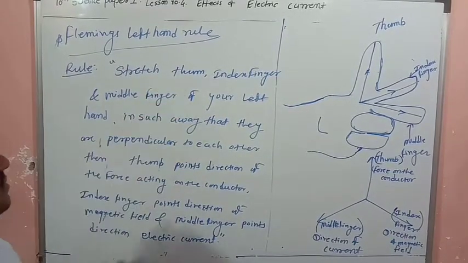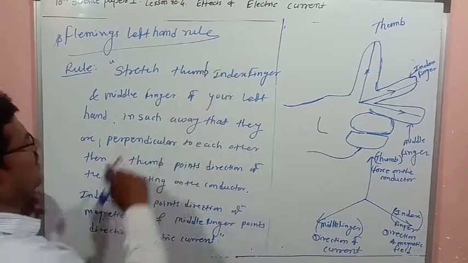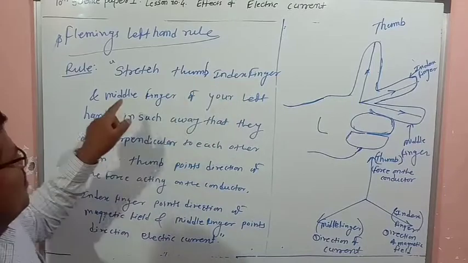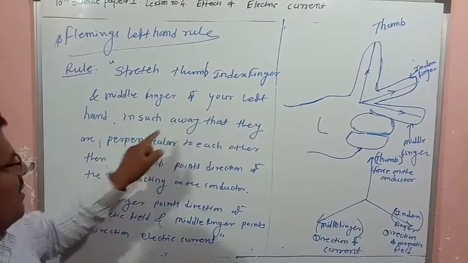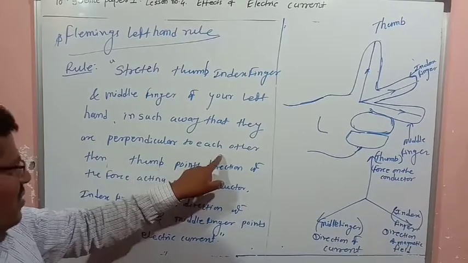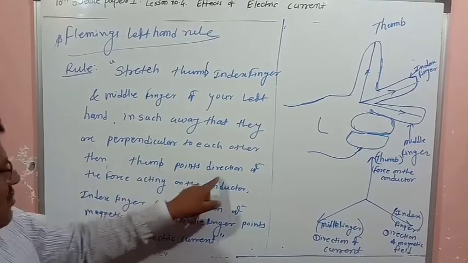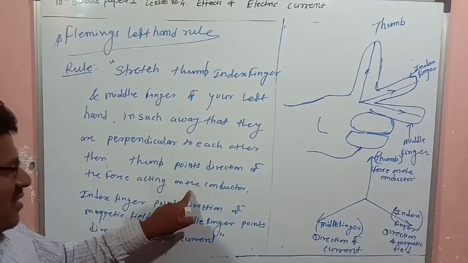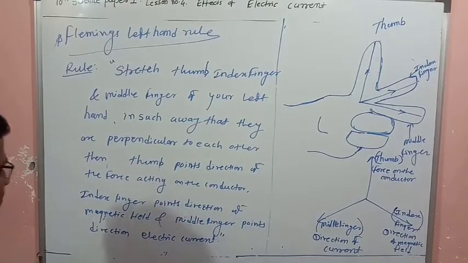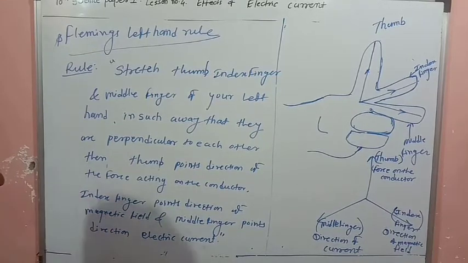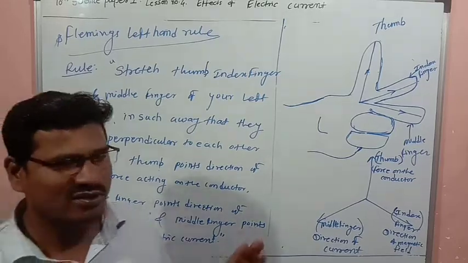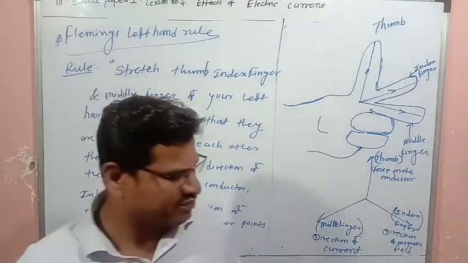Stretch the thumb, index finger, and middle finger of your left hand in such a way that they are perpendicular to each other. Then the thumb points the direction of the force acting on the conductor. The index finger points the direction of the magnetic field, and the middle finger points the direction of the electric current. So this is Fleming's left hand rule.